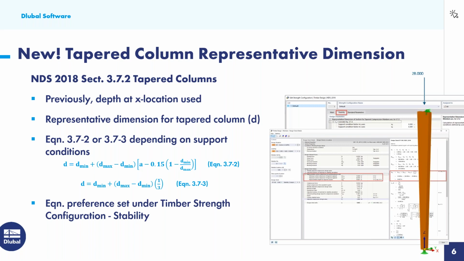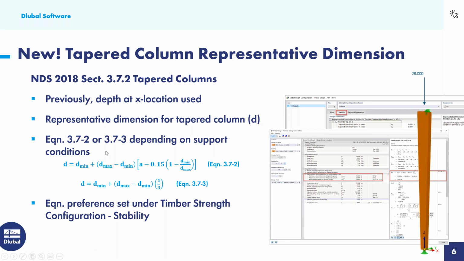So again, a new feature here that we've added within RFEM 6. We're going to reference the NDS 2018 section 3.7.2 for tapered columns. So previously in RFEM 5, what we were doing is for any check along a tapered glulam member, we were just using the depth at that relevant X location. Well, the code doesn't exactly say that. It says to please calculate the representative dimension for the tapered column instead. And we can see equations 3.7-2 and 3.7-3 are given to us here directly from the NDS.